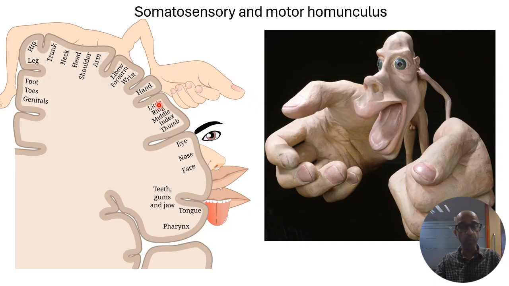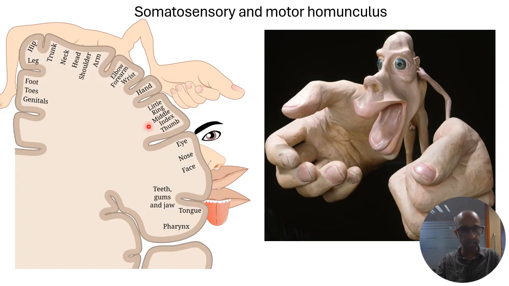So now if you were to deform and change the sizes of different body parts to match the sizes of the parts of the cortex that represent them, this is what it would look like. So this is your somatosensory homunculus. This is what the man appears to be to your somatosensory cortex.